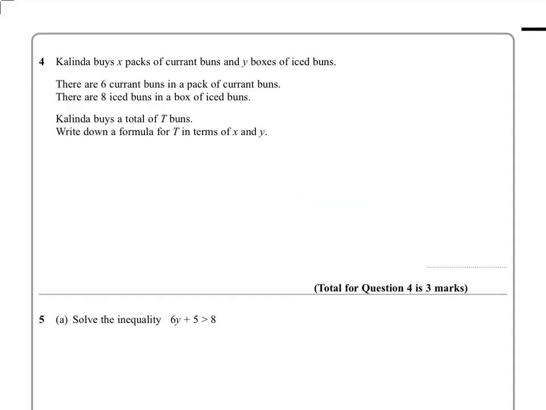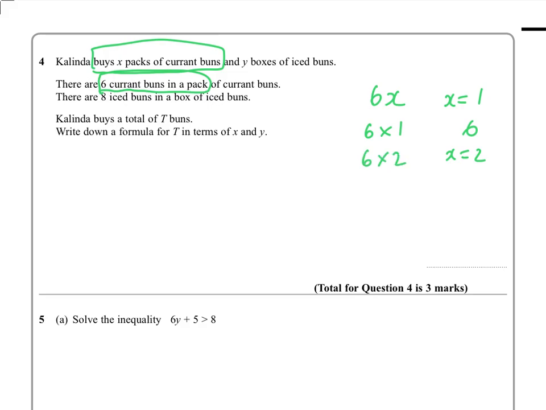So for this question, if you were to buy x packs of currant buns and there were 6 in each pack, then what kind of expression would you have there? Because the way I think about it is, if you've got x packs and each pack has 6 in it, then wouldn't 6x be reasonable for the amount of currant buns you had? Because if x was 1 pack, you just have 6 times 1 currant buns, which is 6. And if x was 2, you'd have 6 times 2, which would be 12 currant buns, and so on.